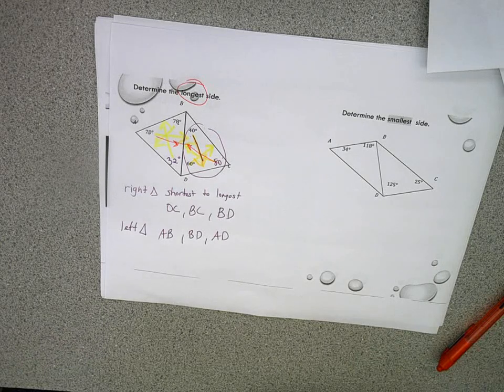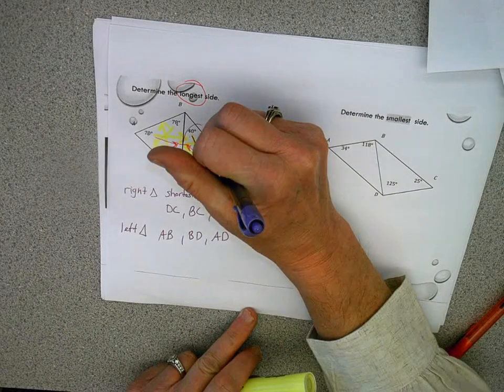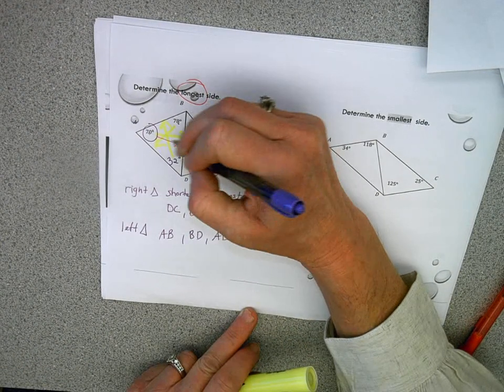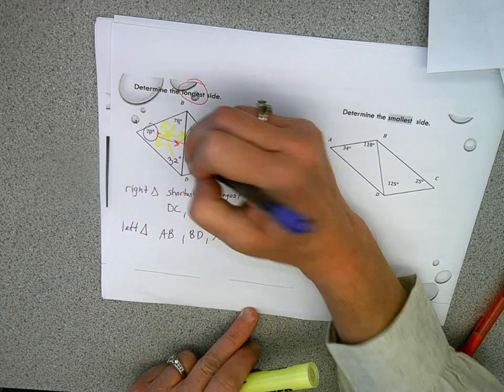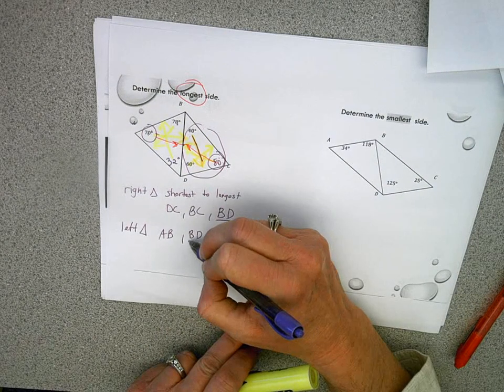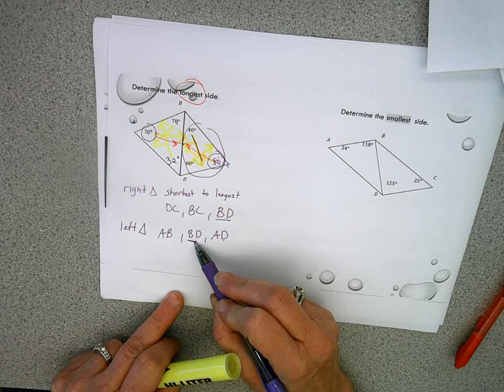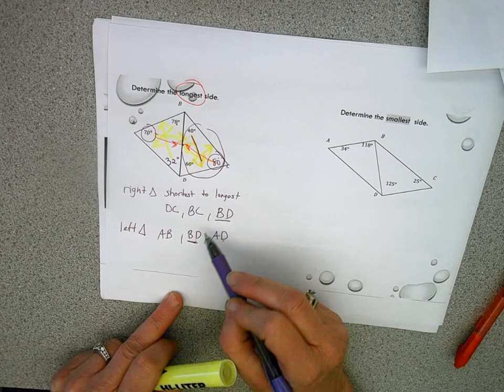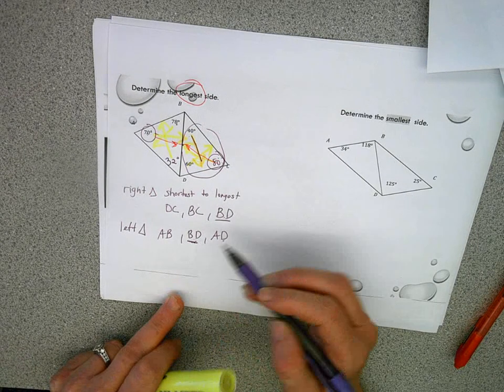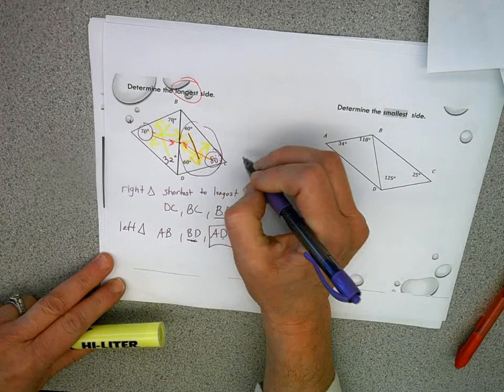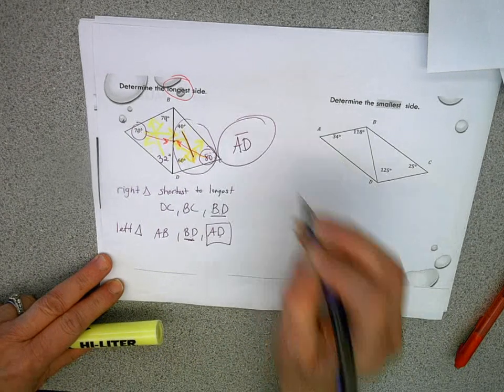No. BD and 70, those two share that side. But look at this, this is the longest, this is the longest. I have a side bigger than BD. So it goes here, but these are shared and it's not the longest on each side. Your answer has to be AD. It has to be the longest side.